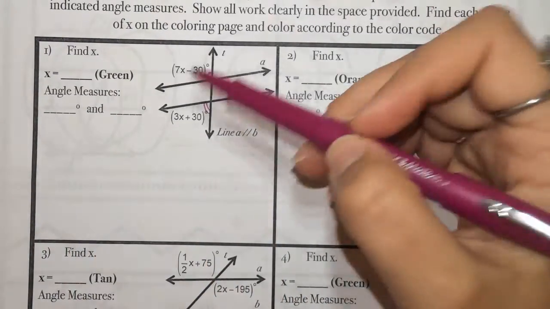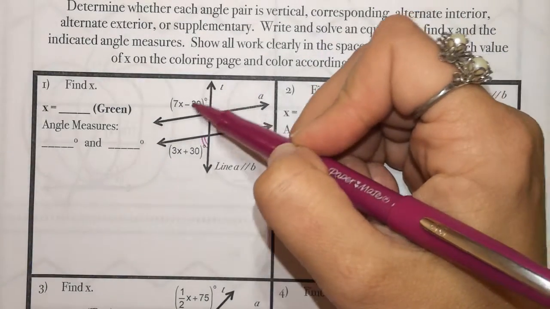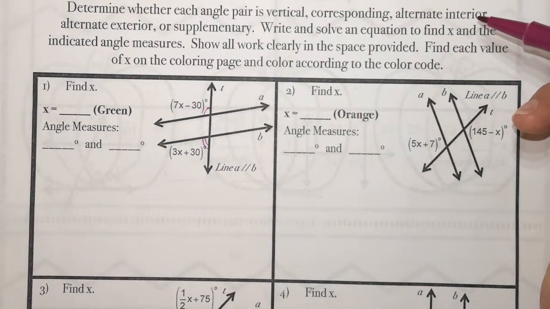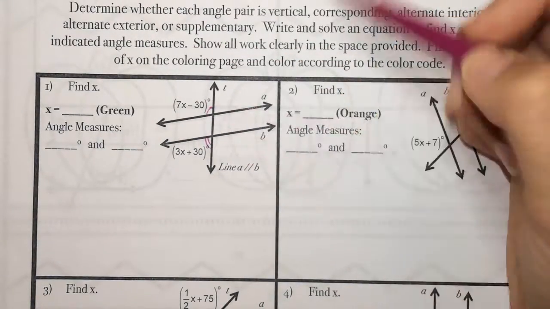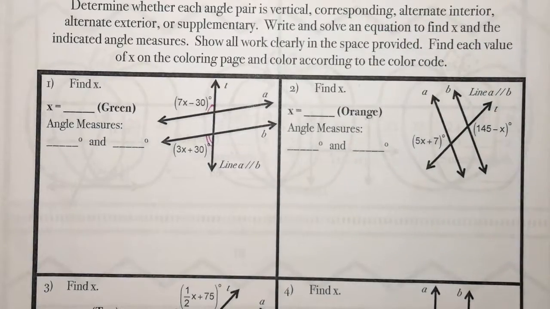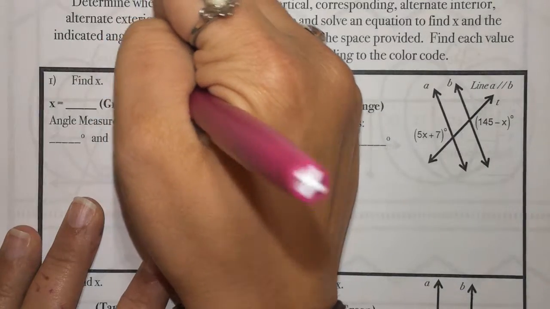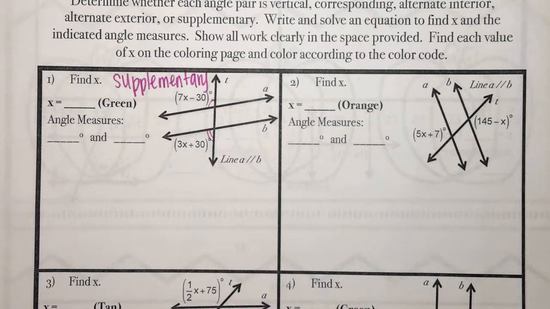Are they corresponding? Are they in the same spot? No. This is on top of the line, and this is underneath the line, so they're not corresponding. Are they alternate interior? No. They're on the exterior, but are they alternate exterior? No, because they're not on opposite sides. So the only thing left is supplementary. Let's write supplementary. Now, what does supplementary mean? Add to equal 180. Good.